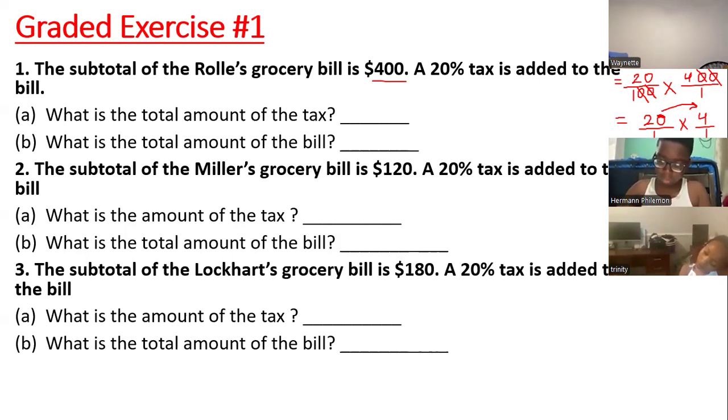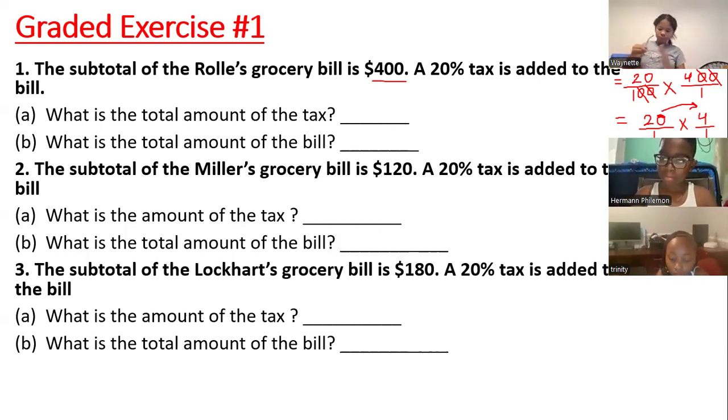Wait a minute. No, you're right. Never mind. You're right. I see what you did. Yes, sir. I see what you did. Okay, yeah, they're right. All right, Trinity, what did you get for number 2A?